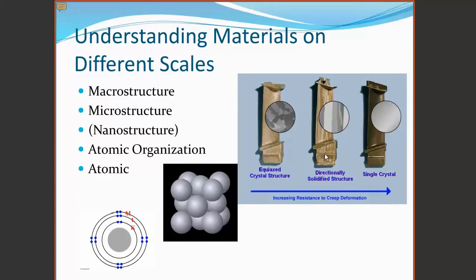The turbine blade that looks as though it has stripes running up and down has a microstructure that shows that it has columnar grains or columnar crystals within it. That's because this turbine blade was directionally solidified, a processing technique. On the right, we see that the microstructure of the single crystal turbine blade is featureless because there are no grain boundaries. The entire turbine blade is a single crystal.